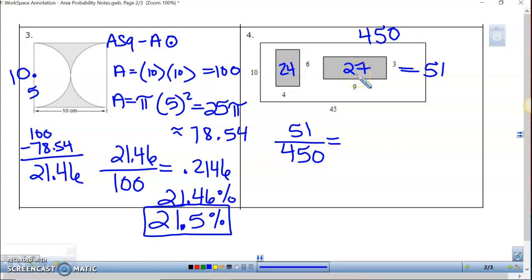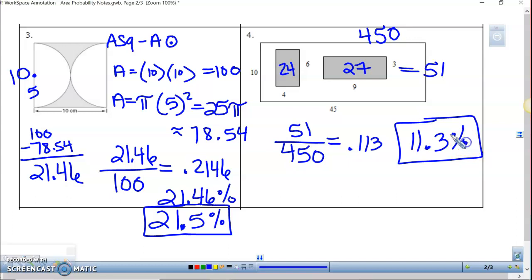So now we're going to divide 51 by 450, and this is what we get. Times it by 100. Hey, let's go to the 10th. So 11.3% chance that you're going to land in the shaded region. Okay, now don't think that that's wrong. I mean, a lot of times these figures are not drawn to scale, so that is correct. We divided what we wanted by the total that we have. One more.